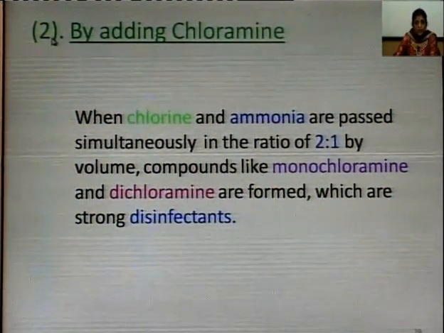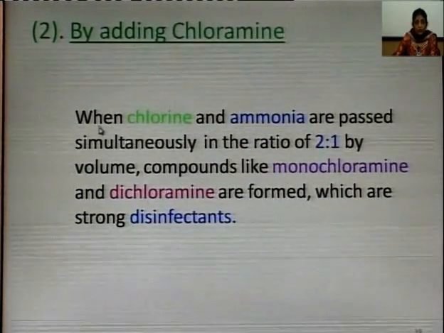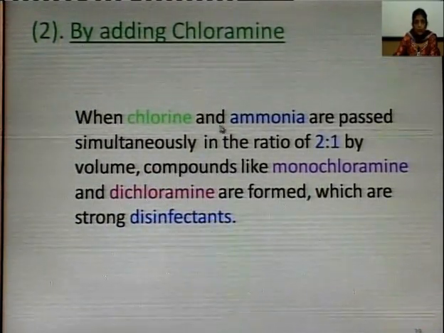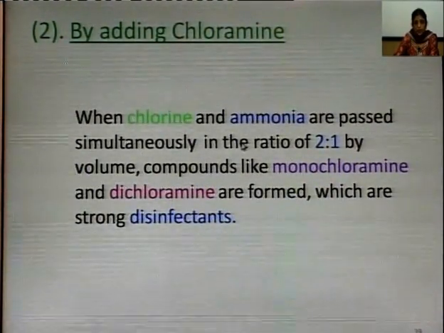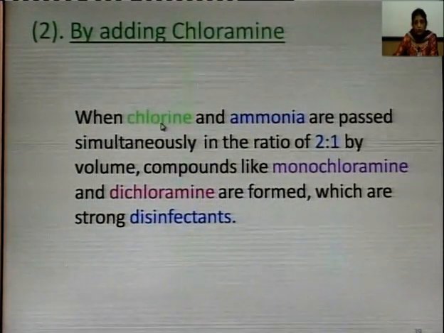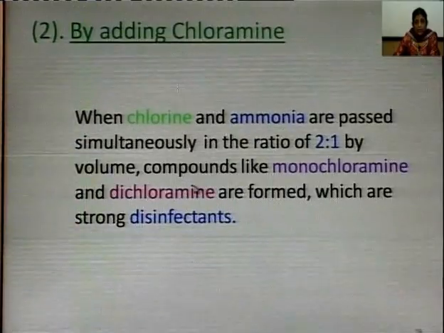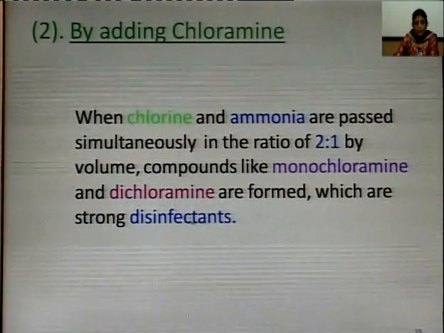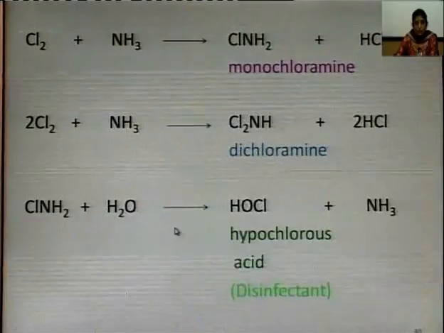Then the second method is by adding chloramine. For adding chloramine, chlorine and ammonia are passed simultaneously at the same time in the ratio of 2:1, 2 volumes of chlorine, 1 volume of ammonia, and during their mixing, compounds like monochloramine and dichloramine are formed, and these are also strong disinfectants.